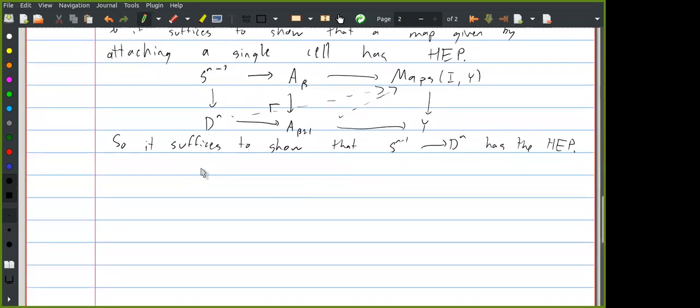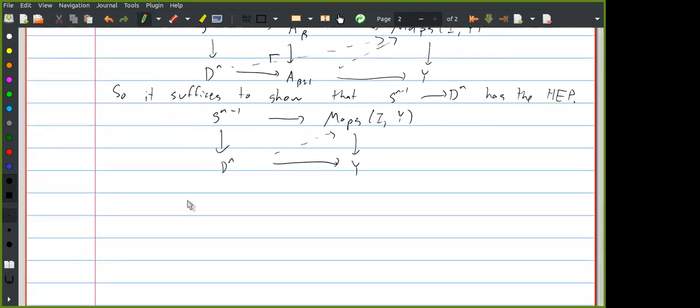So how do we do that? Let's again think about one of these diagrams. And let's unravel this diagram. The data that we're given is a map from S^(n-1) times an interval union the disk times zero, where these are glued to each other along the boundary sphere times zero. We're given a map from this into Y, and we want to extend it to a map from the disk times an interval into Y.